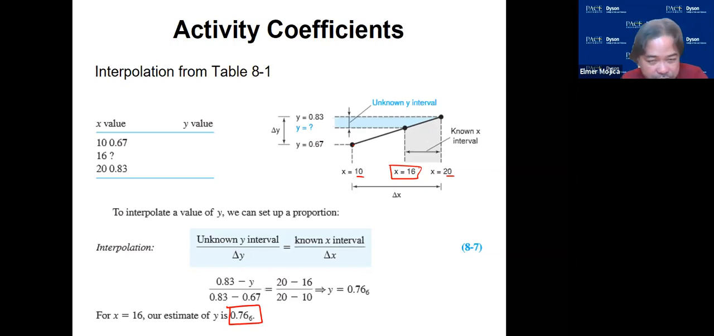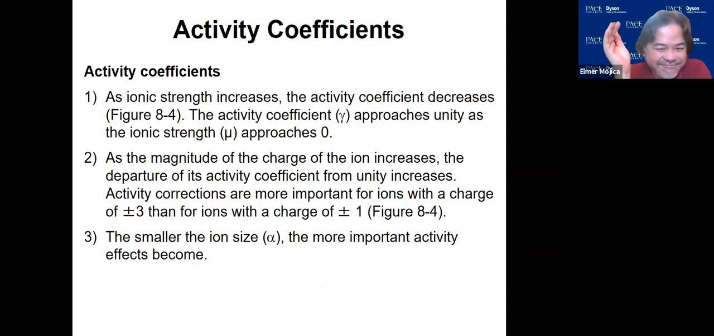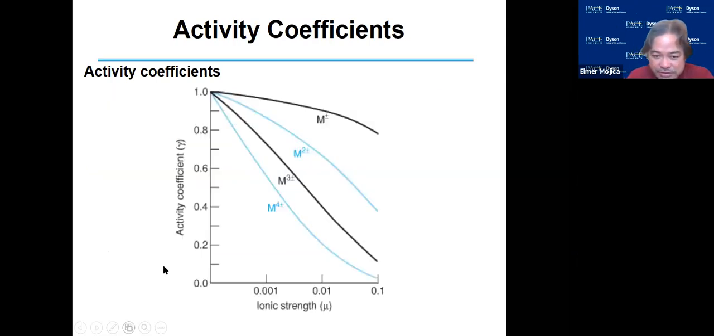If we look again at the concept of the activity coefficient, we could say this is summarized in this slide. As the ionic strength increases, your activity coefficient decreases. The activity coefficient approaches unity as the ionic strength approaches 0. So what does it mean? Unity, usually that's 1. We saw it in the figure that I'm going to show after this slide. So when ionic strength approaches 0, your activity coefficient approaches unity. Unity is just equal to 1.